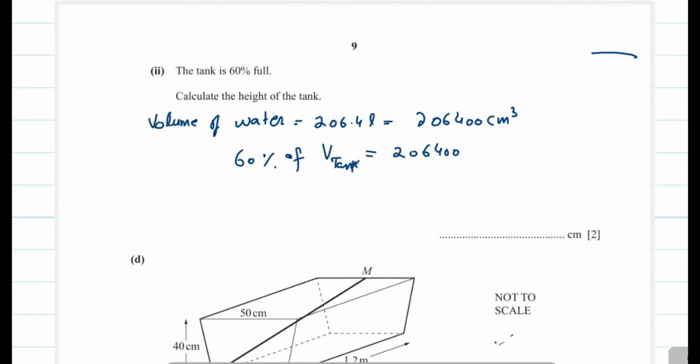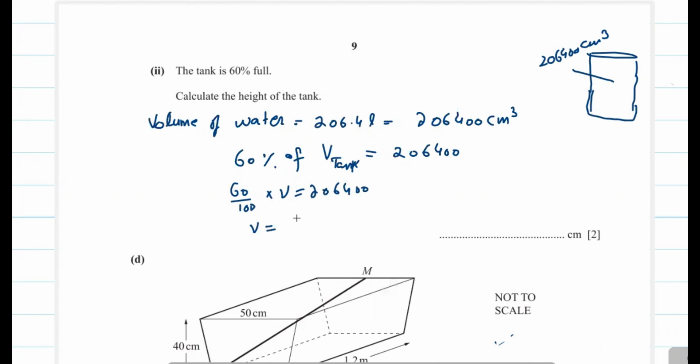206,400, because the tank is 60% full when the volume is 206,400 cubic centimeters. Now we find the value: 60 over 100 multiplied by V is equal to 206,400. Now the volume of the tank becomes 206,400 multiplied by 100 over 60.